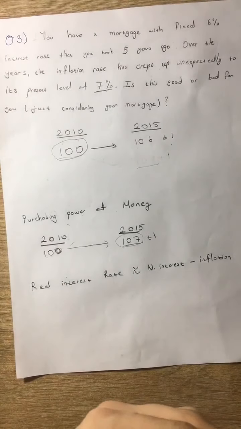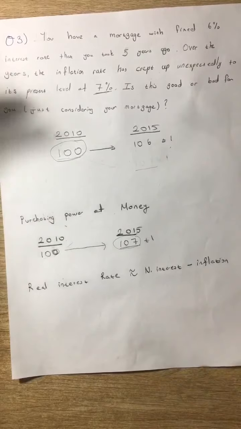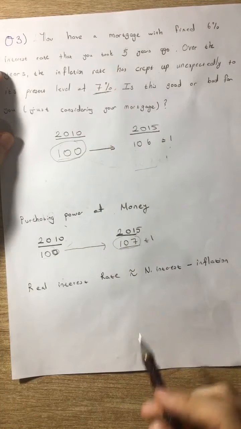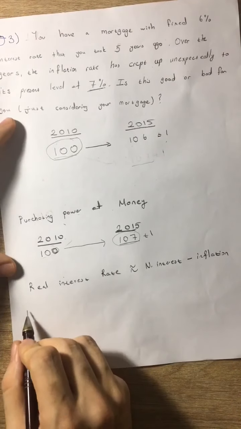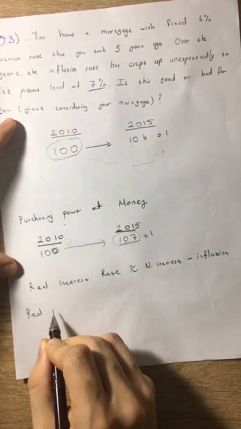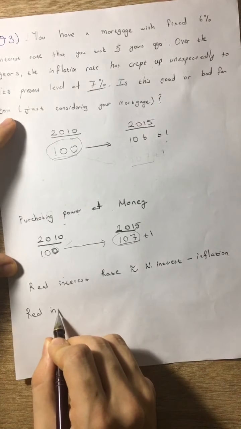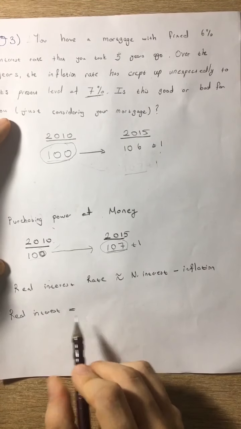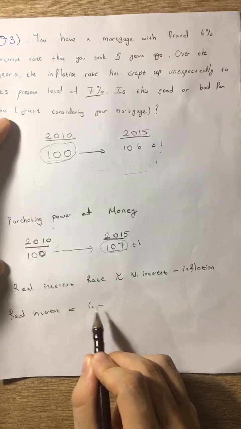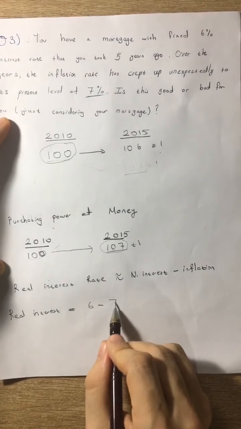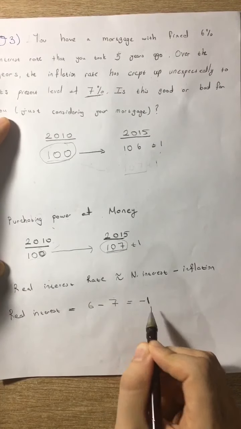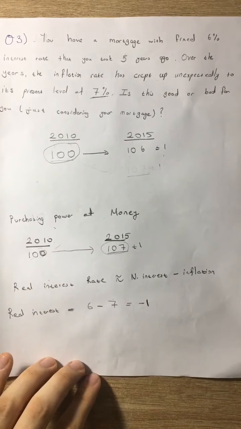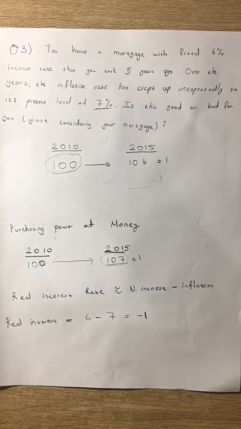If the real interest rate is too high, you are in a bad situation as a borrower. So let's calculate the real interest rate on our mortgage. The nominal interest rate is 6% minus the inflation rate of 7%, which is -1. So actually we paid negative interest on our debt. So this is good for us, the borrowers, and this is bad for the banks, the lenders.